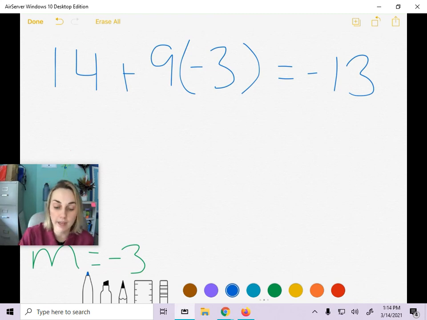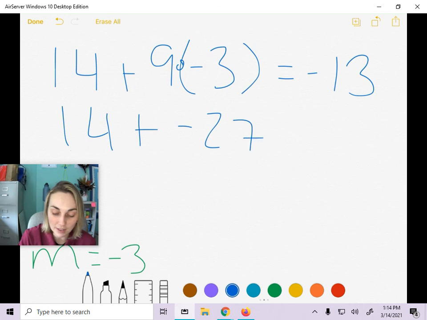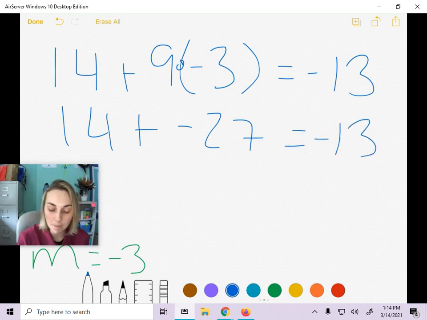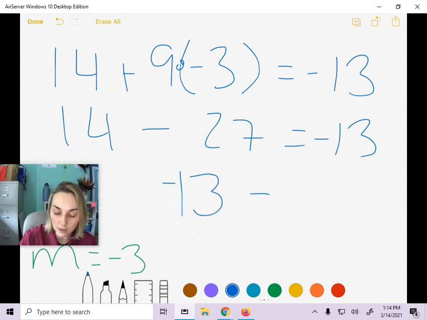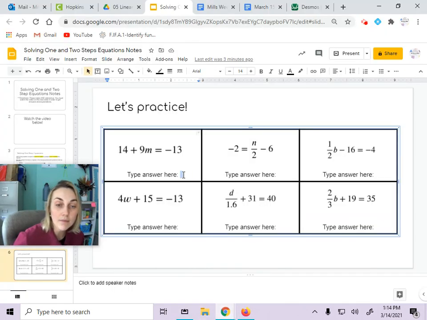So first, we would multiply these two values. So that's going to be 14 plus 9 times -3, which gives us -27. That is equal to -13. Okay, so then we can just go ahead and solve. Positive 14 plus, when you have a plus and a minus like that, that's going to give us a negative. So 14 minus 27 is going to give us, in fact, -13. So these do match up, so it is correct. -3 is our m value. So I'm going to go back in and say that our m value is equal to -3.